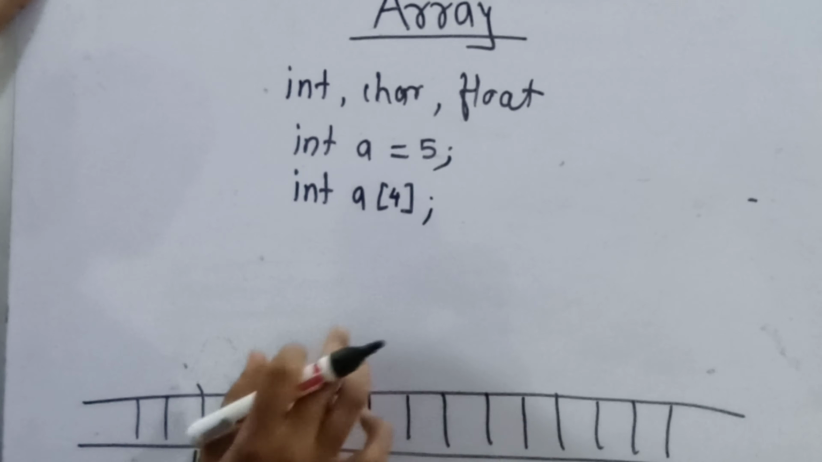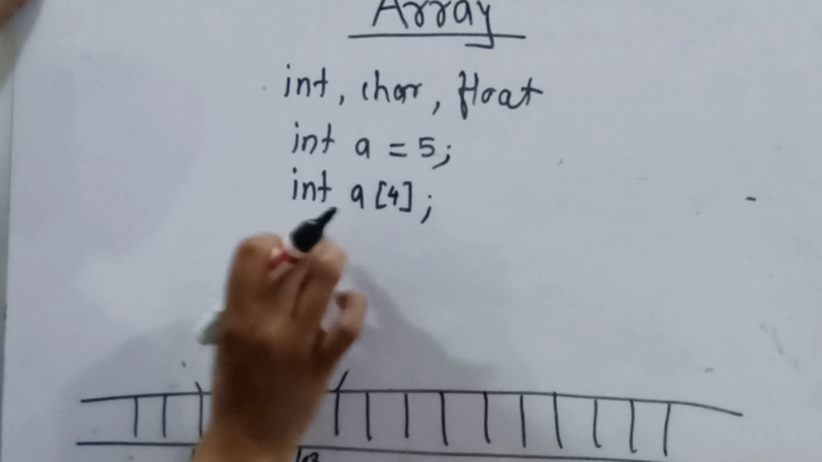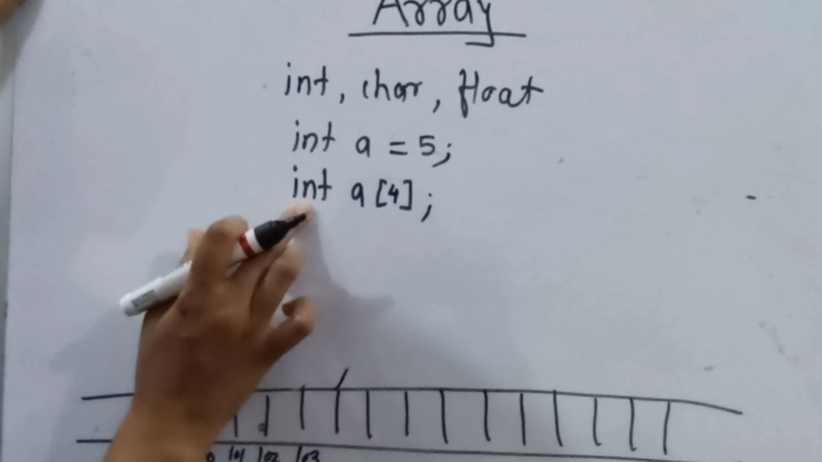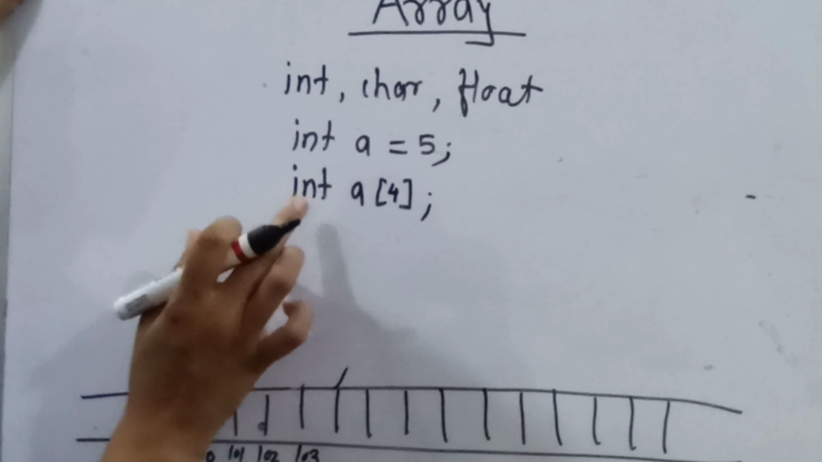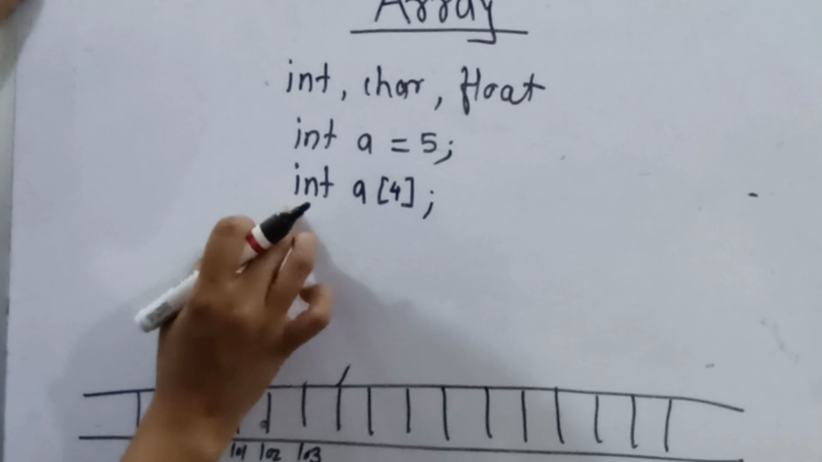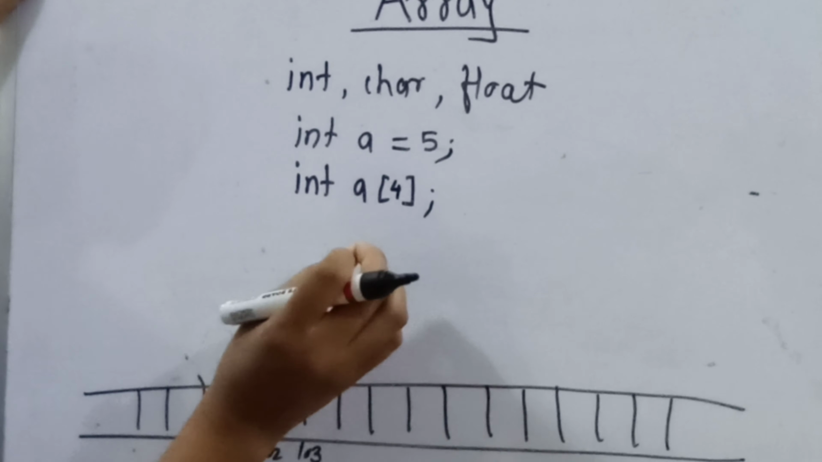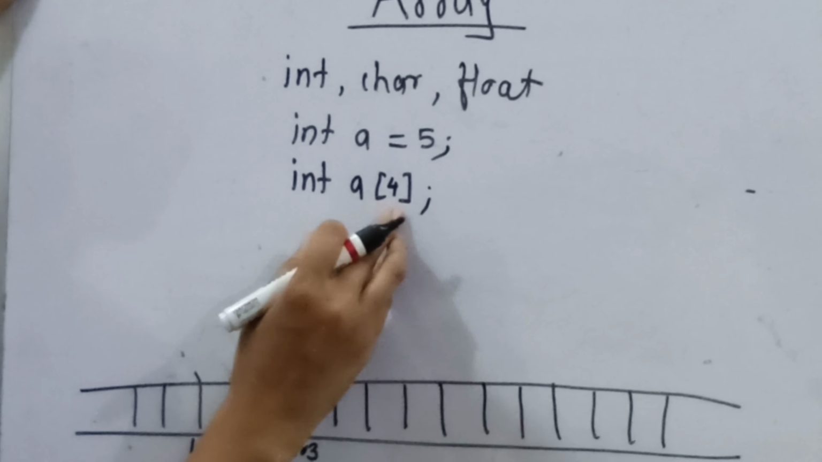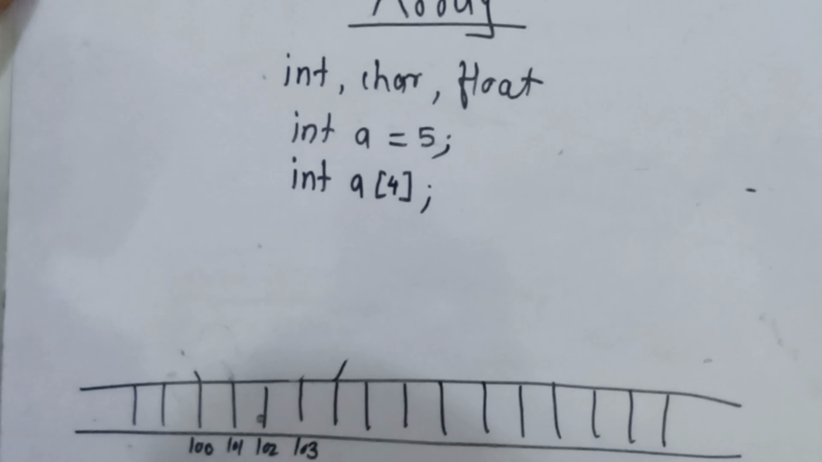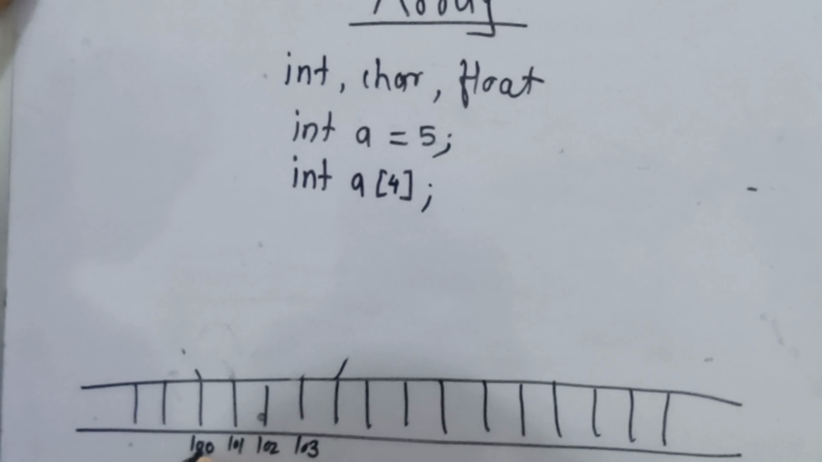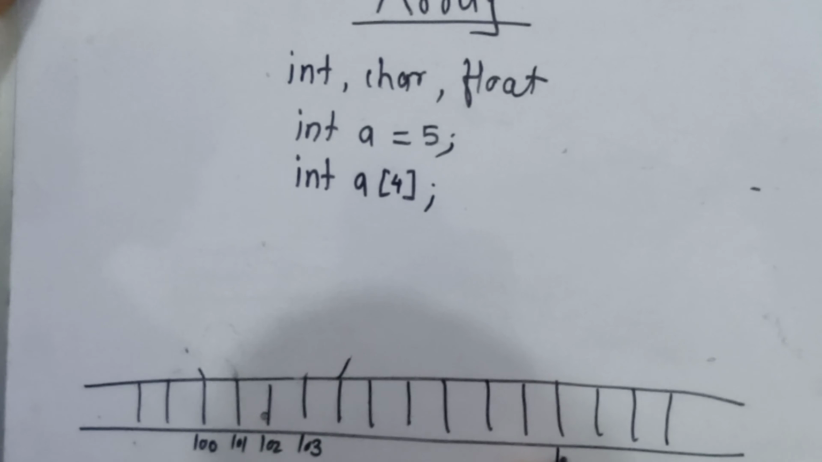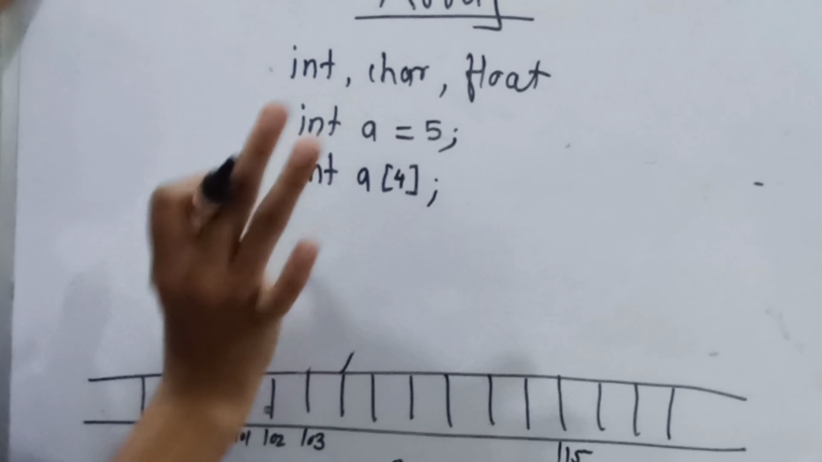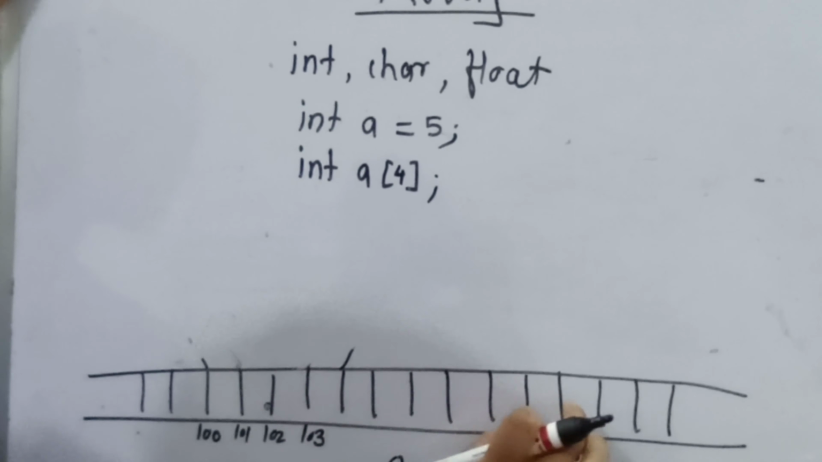Now, how will it be stored in memory? As we know, there are 4 variables of type integer, and each single variable is going to contain 4 bytes. So a total of 4 into 4, 16 bytes will be reserved, starting from, suppose, 100 till 115, for this array. And these are contiguous memory locations.